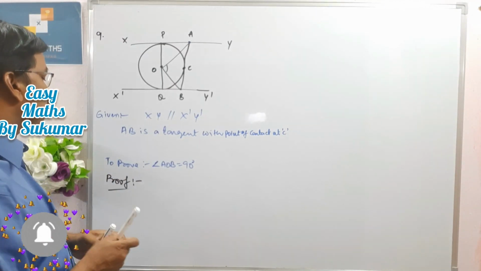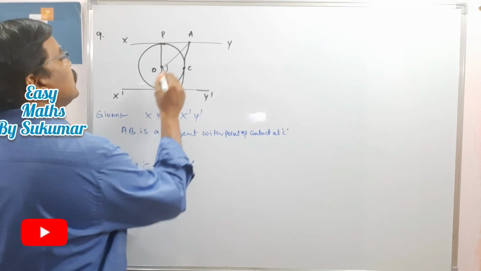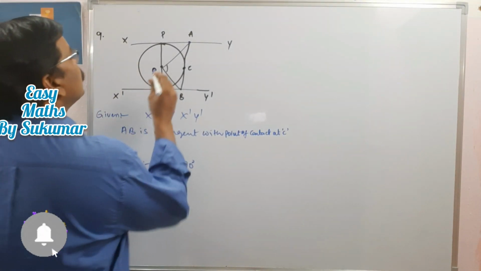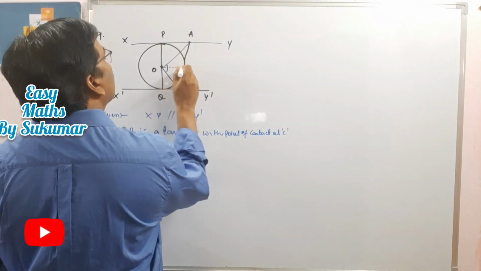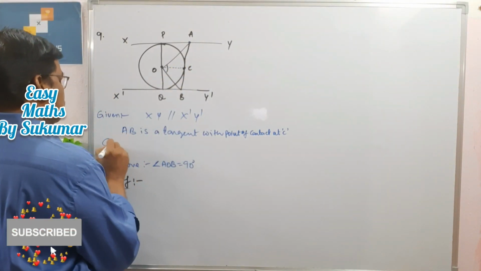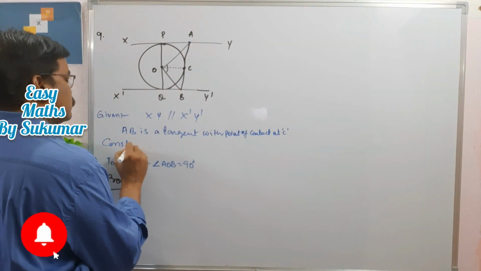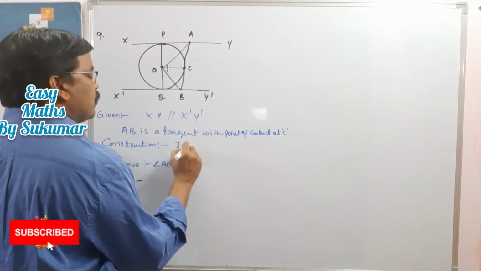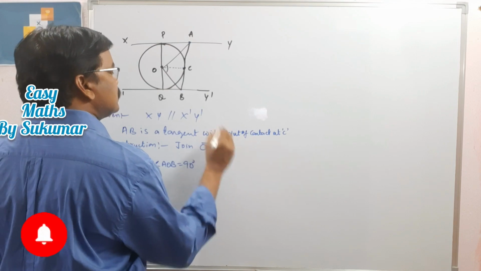So first we will do one small construction here. Just join this O and C. I will write here construction. What is the construction here? Just join this O and C, OC.